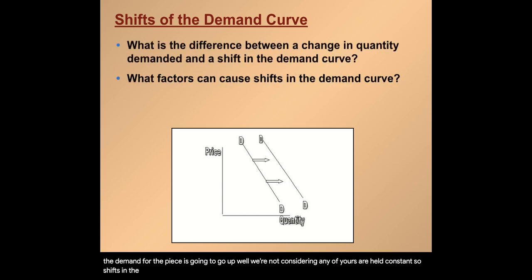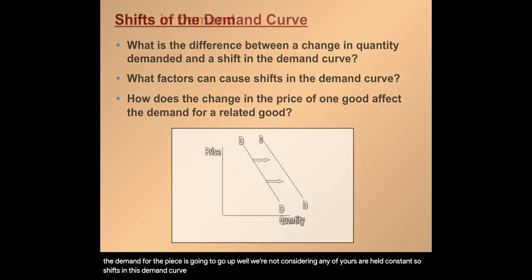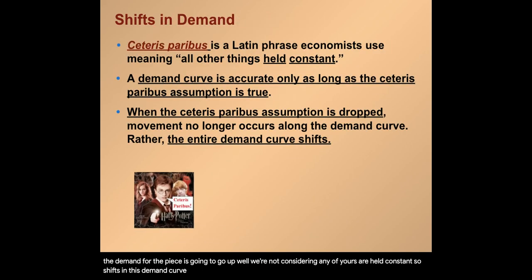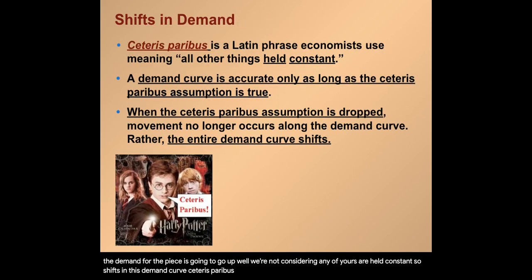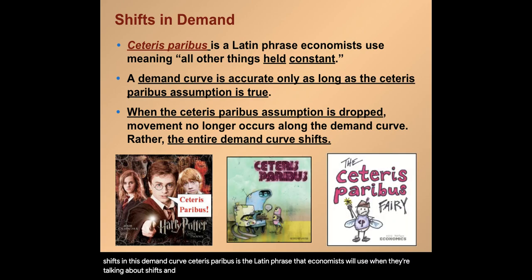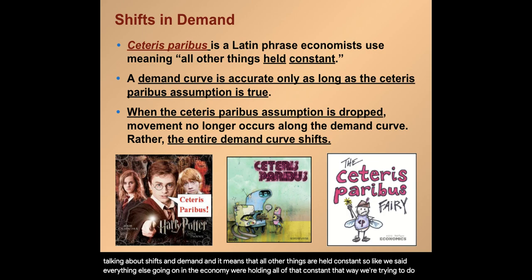So, shifts in this demand curve. Ceteris paribus is the Latin phrase that economists use when they're talking about shifts in demand, and it means that all other things are held constant. Like we said, everything else going on in the economy, we're holding all of that constant. That way, we're trying to determine the market schedule for the demand curve. The demand curve is only accurate as long as the ceteris paribus assumption is true. But when you drop that, the entire demand curve can shift.